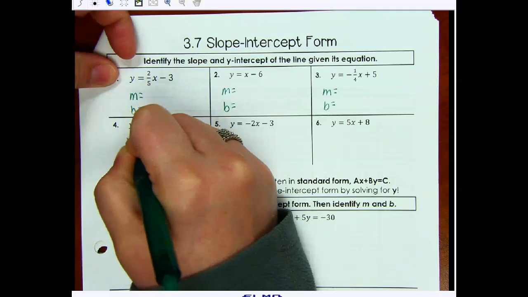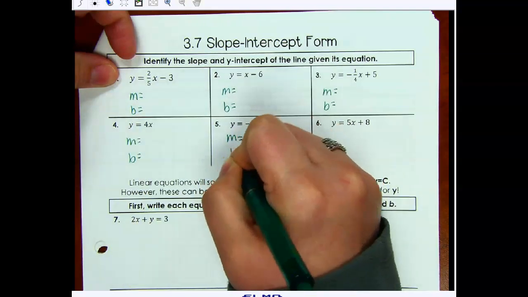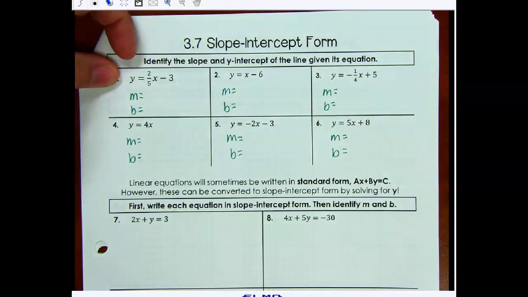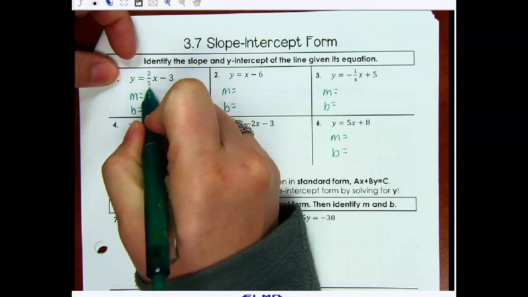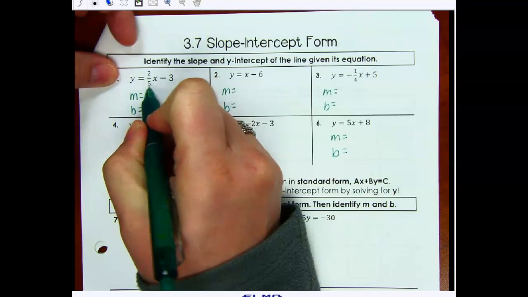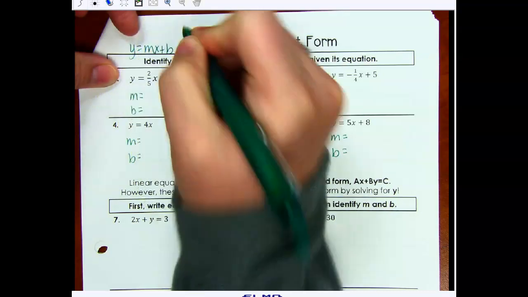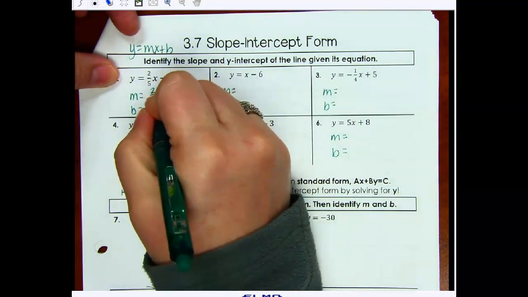So I'm just going to go ahead and write all that because then I can just go back and fill those in quickly. All right, so for slope, you're going to look at the number before the x. So the number before the x here, or the m, remember it's y equals mx plus b, is 2/5.